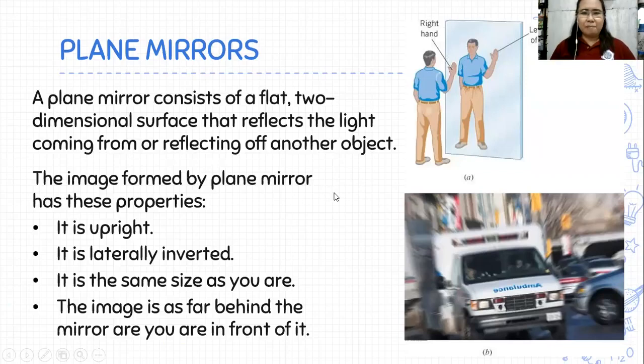So first, it is upright. Yan. Kung titingnan natin ang ating mukha sa mirror, so kung ano yung nakikita natin, kung upright ang ating mukha, so upright din yung image. Next, it is laterally inverted. So, ang meaning, makikita natin itong image na to, kung itaas natin ang kanang kamay natin sa harap ng mirror, so the image will raise its left hand.